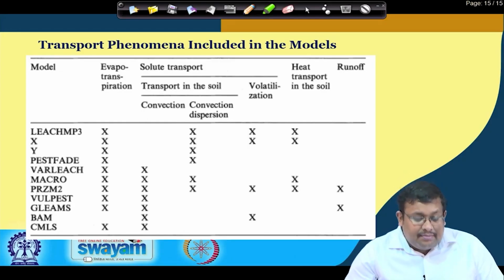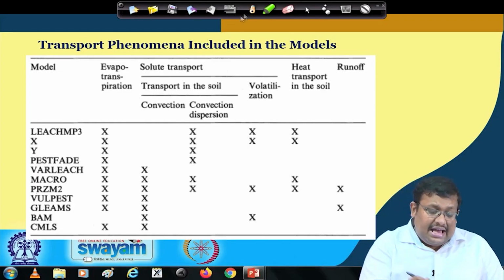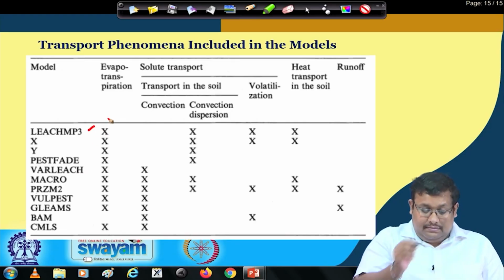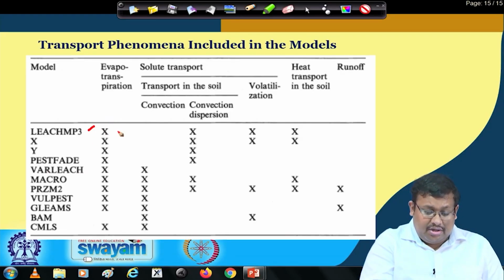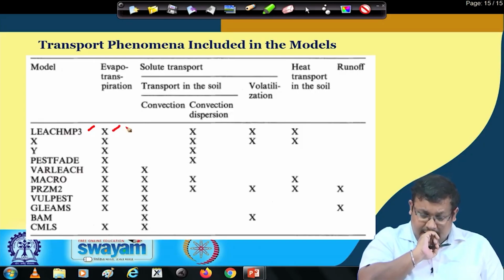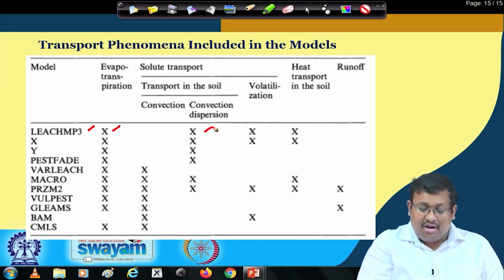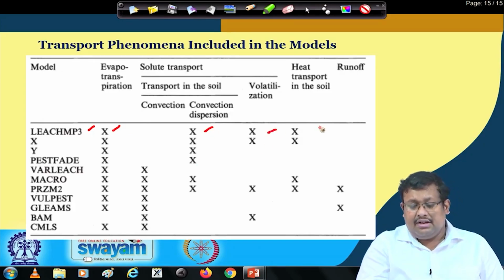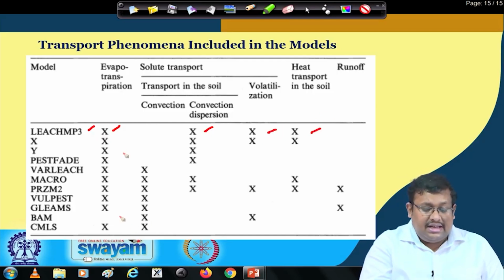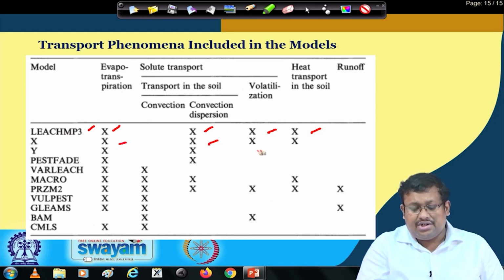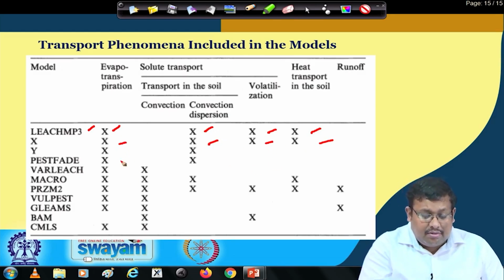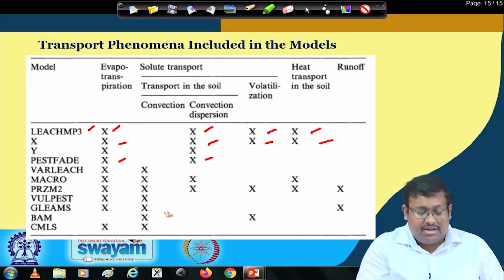Now, what are the different transport phenomena which are included in the models? So, let us discuss some of them. If you consider the Leach MP3 model, which we just discussed in the last slide, it consists of evaporation, transpiration, then convection dispersion, volatilization, and also heat transport in the soil. Similarly, X considers the evaporation, transpiration, convection dispersion, then volatilization and heat transport. Pest fate considers both evapotranspiration, then solute convection dispersion.